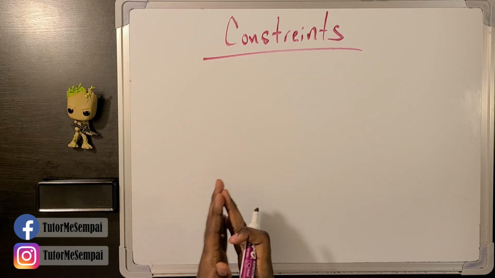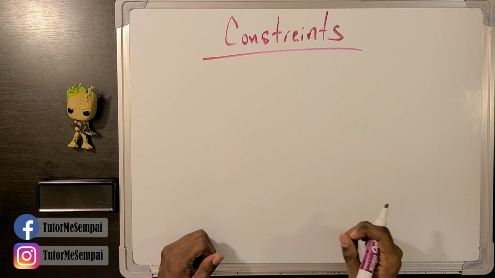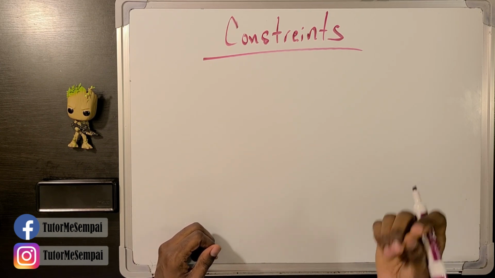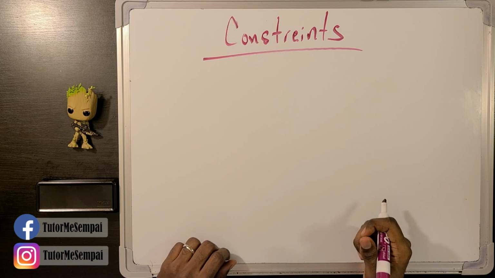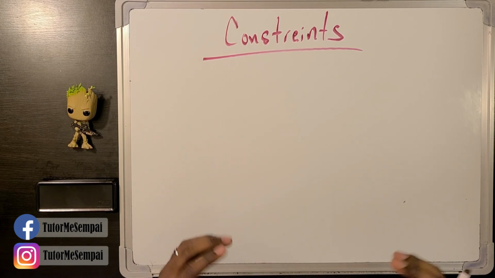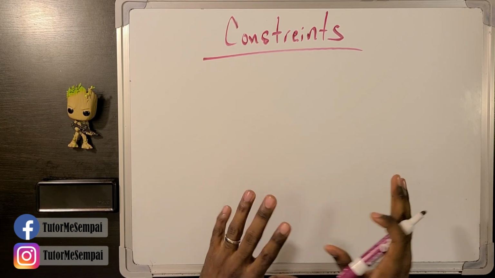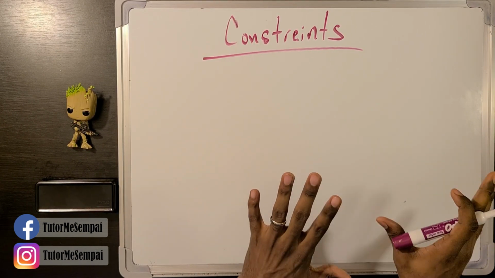So the first constraint dealt with the means and extremes, the parts of our proportion. The next constraint is going to deal with the units of your proportion. Now, when you're talking about the units of your proportion, they can show up in a few different ways. So here are some examples of how your units can show up and still allow you to have a proportion.